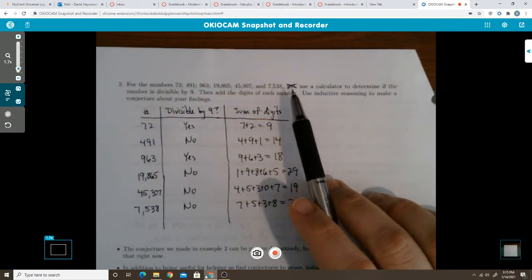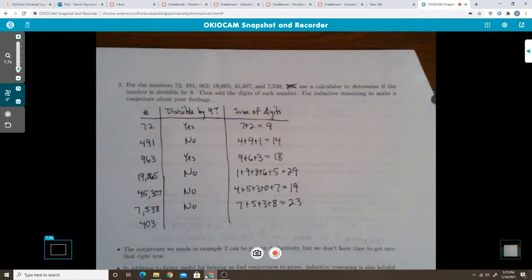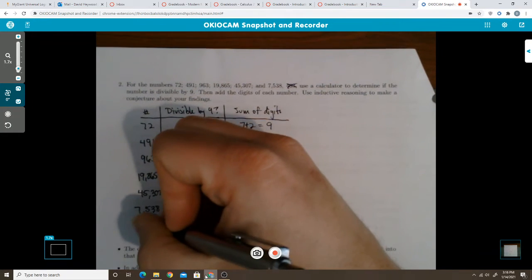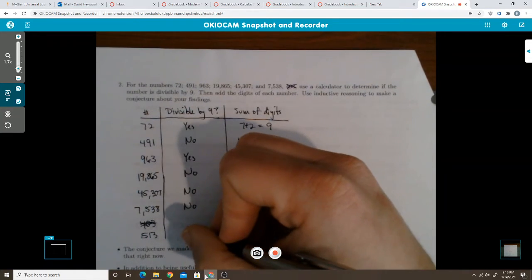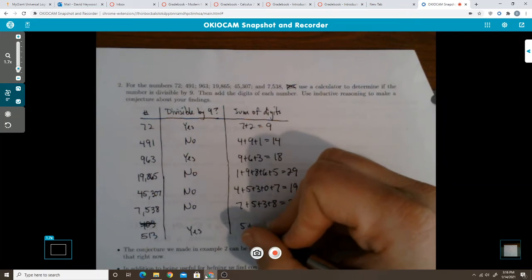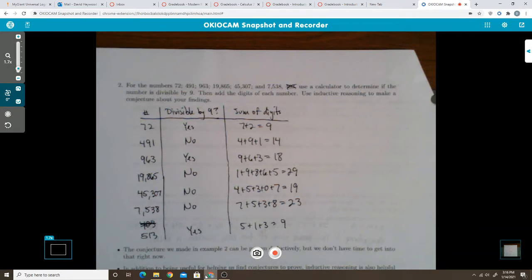Maybe we'll do 403. Let's throw 403 into the mix. Why not? 403 divided by 9. Oh, that's also not. Never mind. I was looking for another one. Let's think of another example of something that is divisible by 9. If I do 9 times 57, I get 513. So I'm kind of rigging this. I know that 513 is divisible by 9. Yes. 5 plus 1 plus 3 is 9. Okay. All right. Very good.